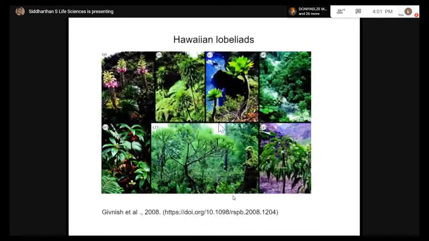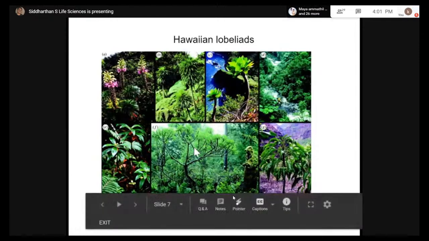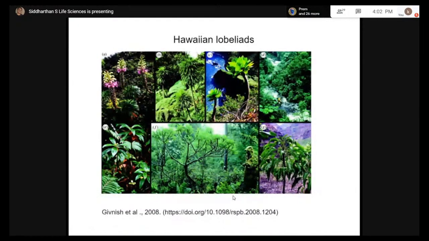Another example from plants is the Hawaiian lobelias. These plants have around 24 species in Hawaii. They are adapted to different kinds of habitats, like bogs and mountain tops. Some are climbers. Since different kinds of habitats are available, some of them are tree types, some are shrubs, so there is a lot of variation in morphology. But again, they have been traced to one migration event from the mainland, probably from somewhere in North America.